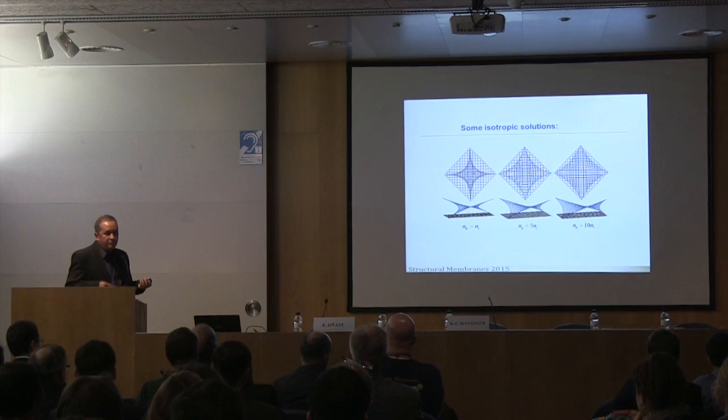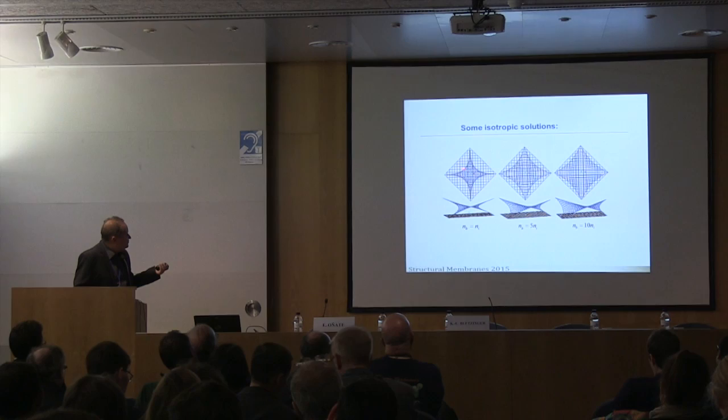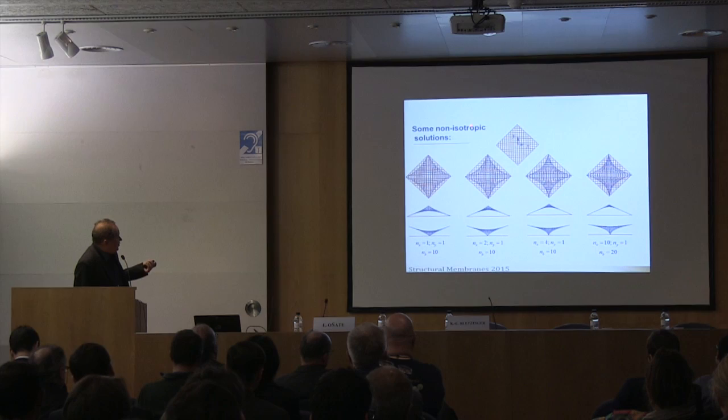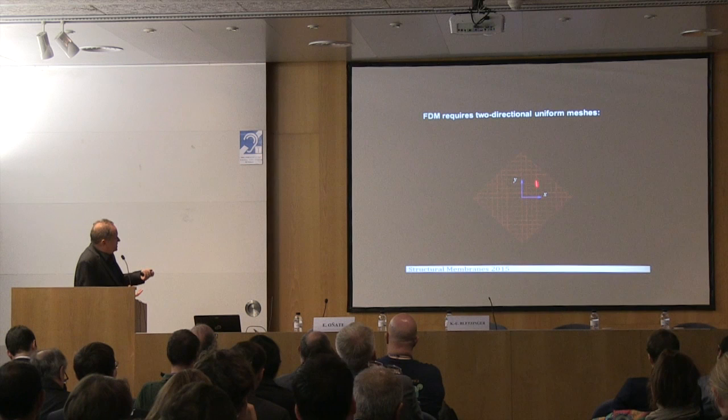In this case, isotropic solutions. That means the same force densities for horizontal and vertical directions here. And also we can define different force densities for this case and get non-isotropic solutions, where then we adjust the sag of our structure. Now, this is very nice, but force density methods require two-directional uniform meshes so that we can prescribe in a meaningful way these force densities.